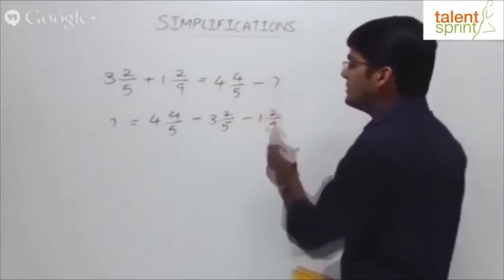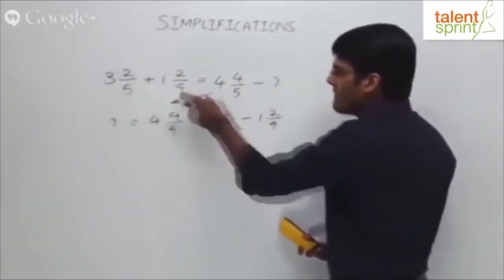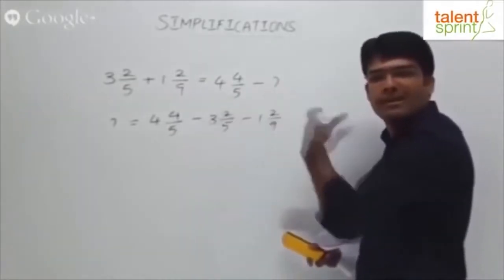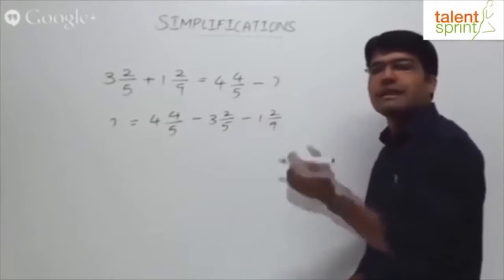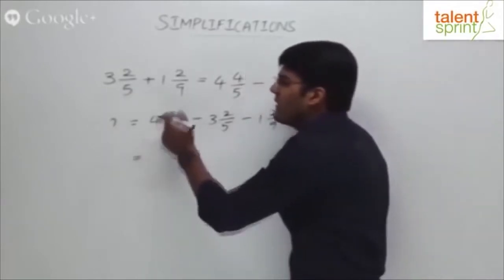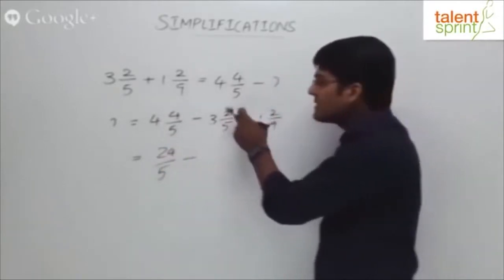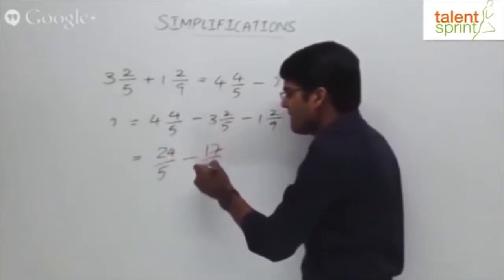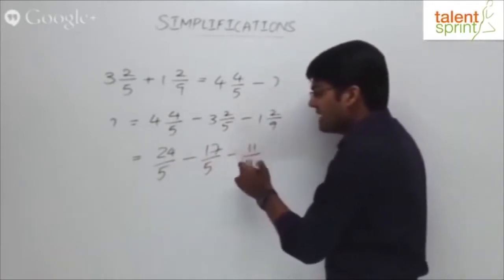2/9. Are you able to follow? Question mark on that side. So 4 4/5 as it is, minus 3 2/5 minus 1 2/9. You very well know that the value will become negative when you take it to the other side. Now, going by the traditional method, 4 into 5, 20, 20 plus 4, 24, 24 by 5 minus 3 into 5, 15 plus 2, 17 by 5 minus 1 into 9, 9 plus 2, 11, 11 by 9.